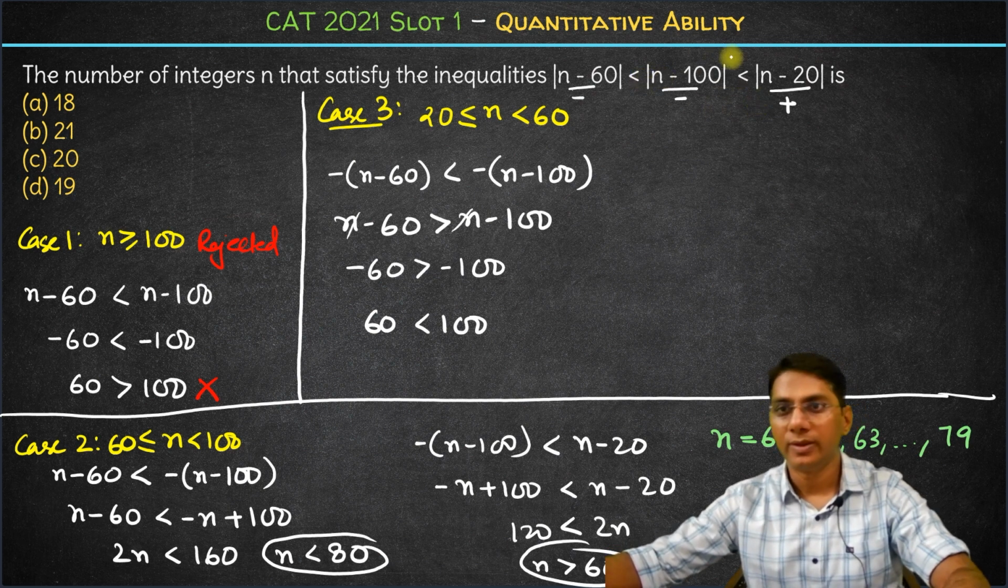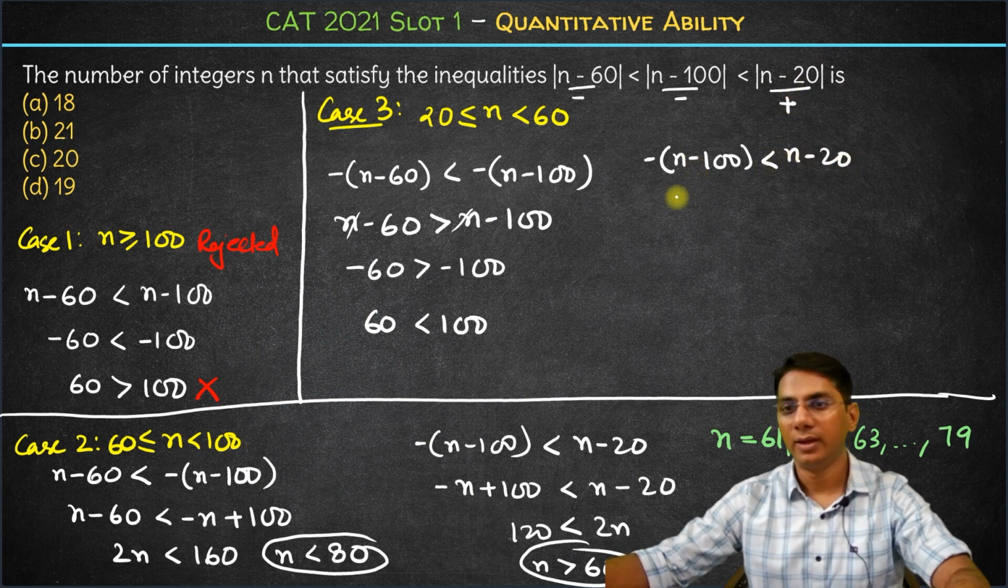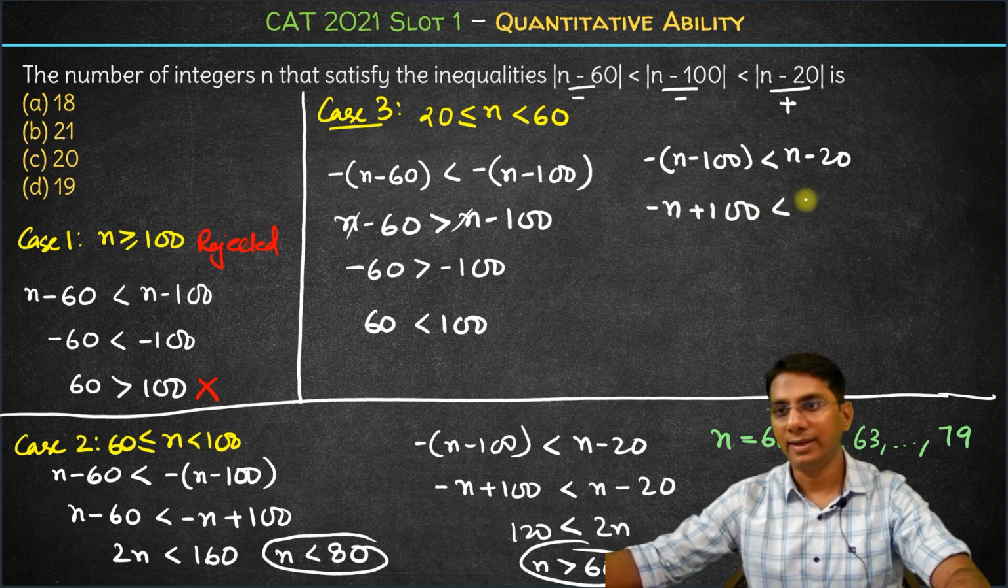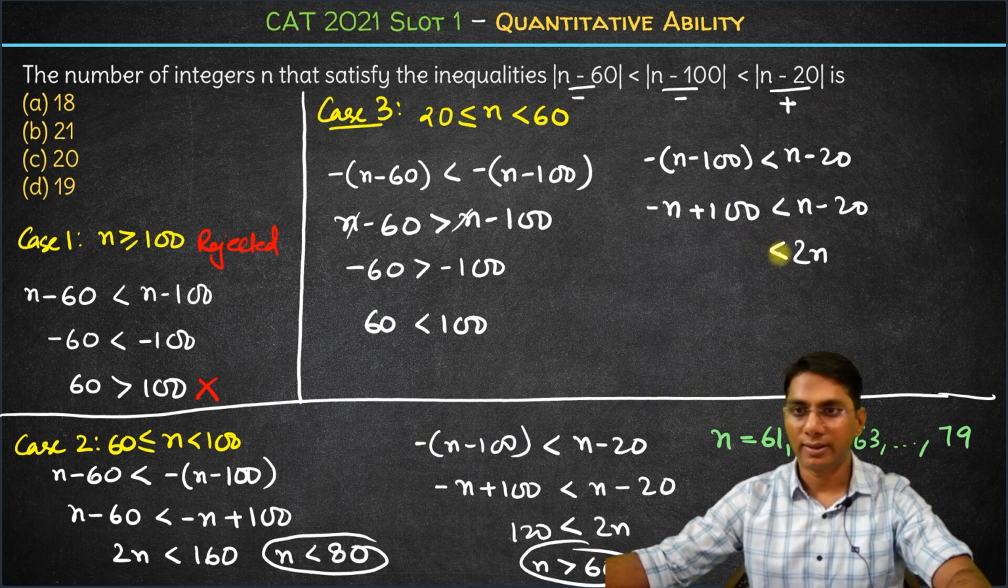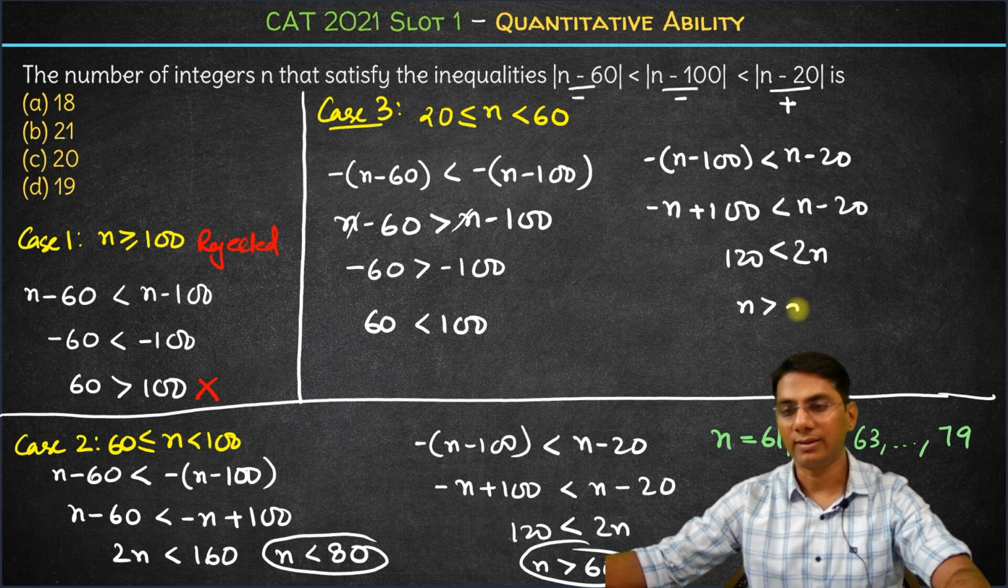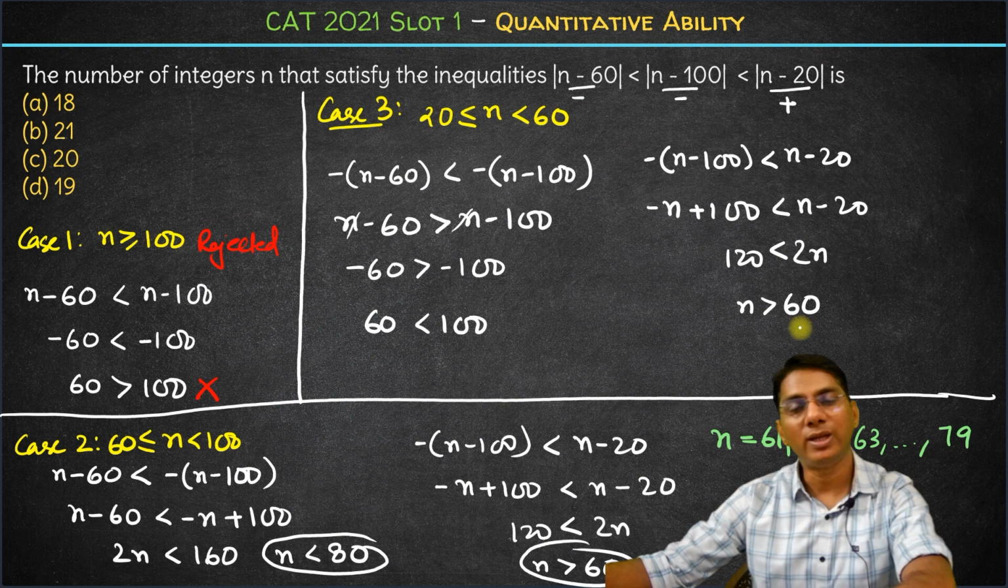What about these two? Now if you compare these two, since this is negative, we'll put a negative sign and remove the mod. So minus of (n minus 100) is less than, this is positive, n minus 20. So we have minus n plus 100 is less than n minus 20. So n minus n goes that side, becomes plus 2n is greater than 120. Hence you get n should be greater than 60. So from this, the condition comes out to be that n should be greater than 60.